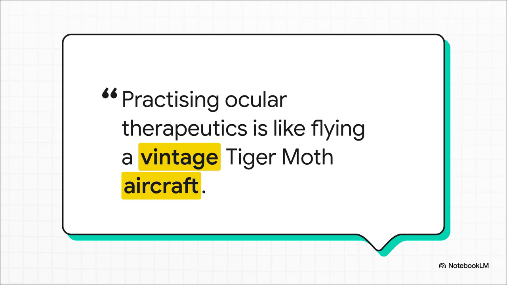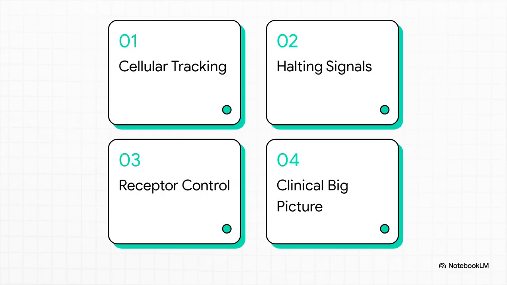Okay, let's dive into this with a brilliant analogy from Dr. Boyesen. He actually compares practicing ocular therapeutics to flying a vintage Tiger Moth aircraft. Think about it. You wouldn't just jump into a vintage plane and take off without doing a rigorous check of the engine, right? Well, similarly, our clinical exam and the diagnostic agents we use, there are pre-flight checks. They give us the absolute precision we need to understand the eye's environment, setting us up for a completely safe pharmacological landing.